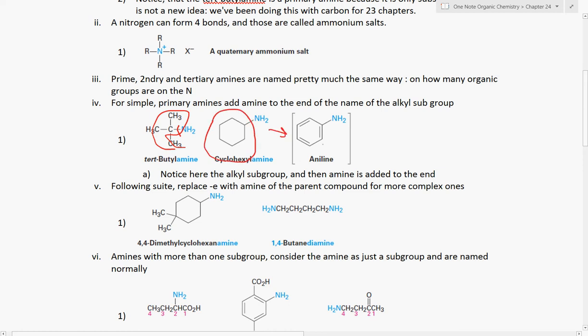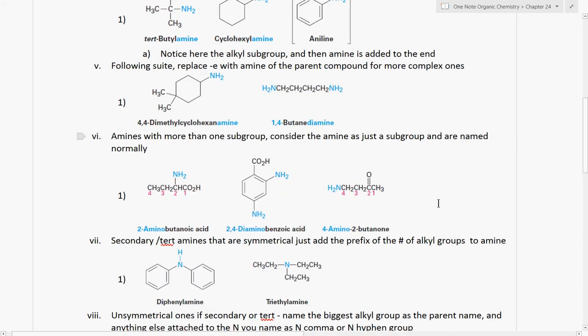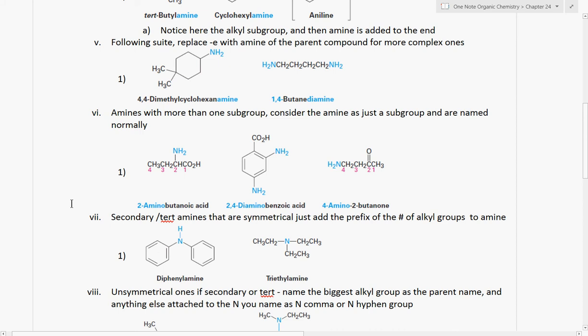This is a common name. You'll have a bunch of compounds with common names. That's nothing new, and you'll get to learn them as you use them over and over again. So notice here the alkyl subgroup, and you find the alkyl subgroup, and then the amine is added to the end. So following suit, you replace the E of an alkyl chain with amine of the parent compound for more complex ones. So you have 4,4-dimethylcyclohexanamine, because amine is a subgroup added to it.